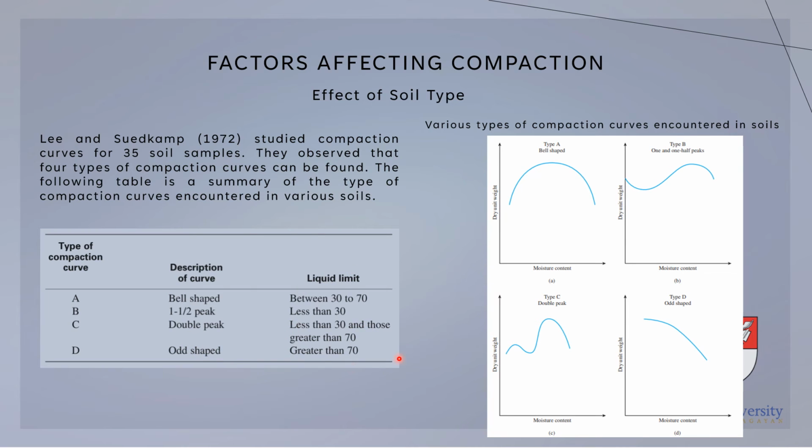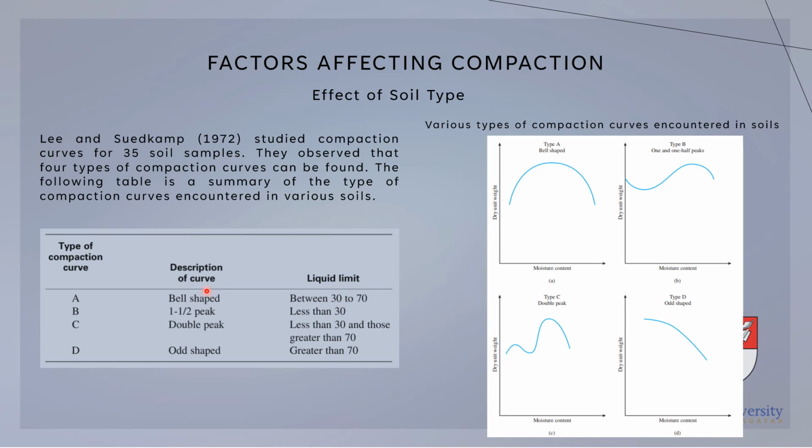It actually depends on the liquid limit. So those two studied the behavior of compaction curves for different types of soil so that they would be able to classify them. For example, a soil usually has its liquid limit in the range of 30 to 70.